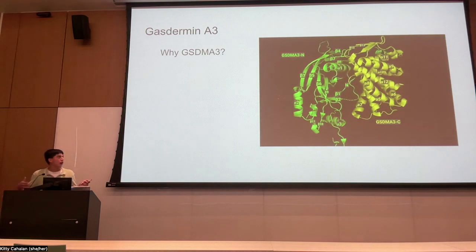As you can see, there are many beta strands, that's what the B stands for, and alpha helices, which is what the A stands for. And this is just a general wide scope of what gasdermin A3 looks like. Also, I just want to highlight the N terminal right here and the C terminal right here. As I stated earlier, they basically separate during proteolysis, and this is what basically happens.